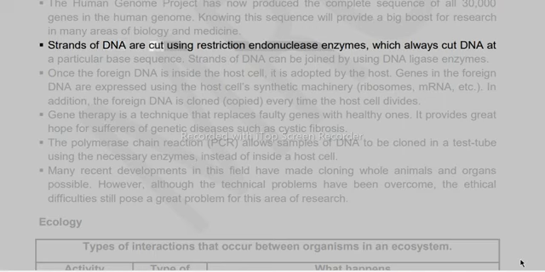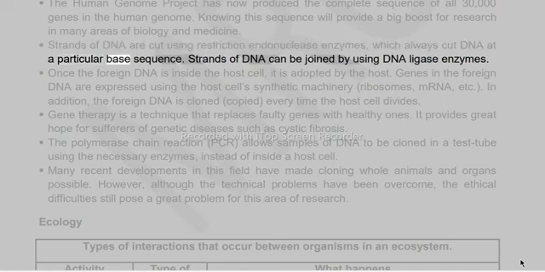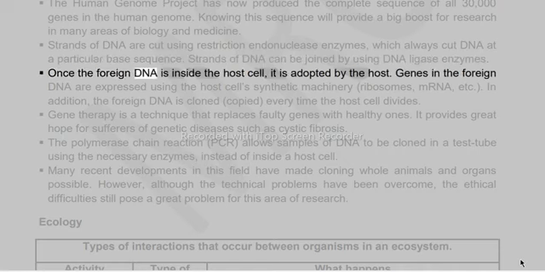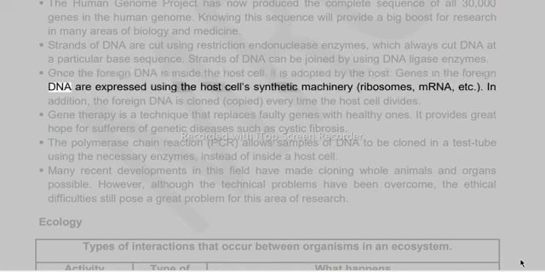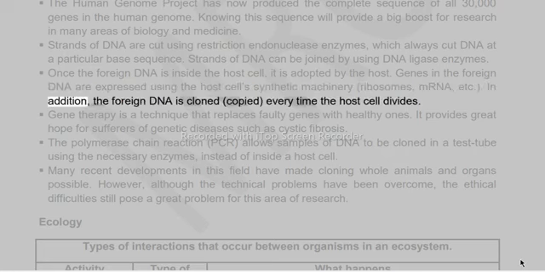Strands of DNA are cut using restriction endonuclease enzymes, which always cut DNA at a particular base sequence. Strands of DNA can be joined by using DNA ligase enzymes. Once the foreign DNA is inside the host cell, it is adopted by the host. Genes in the foreign DNA are expressed using the host cell's synthetic machinery, ribosomes, mRNA, etc. In addition, the foreign DNA is cloned, copied, every time the host cell divides.